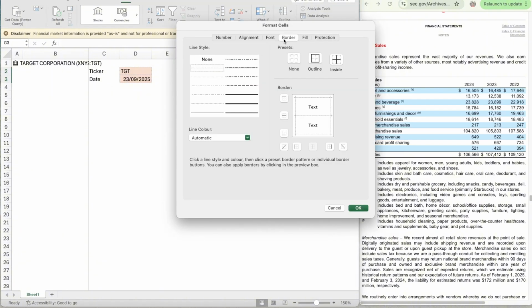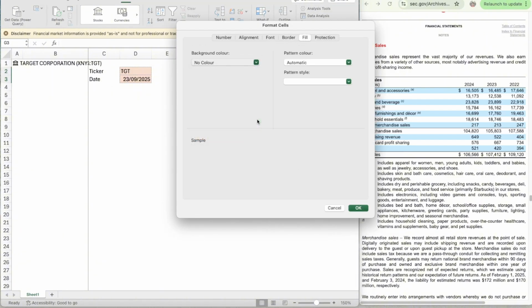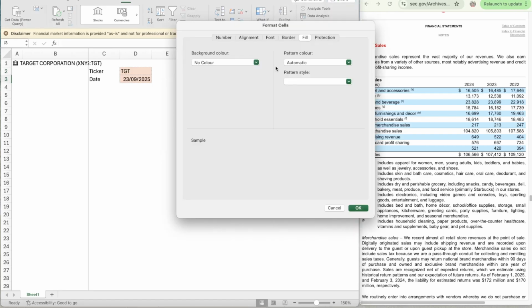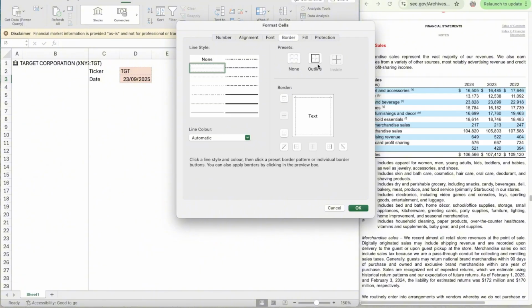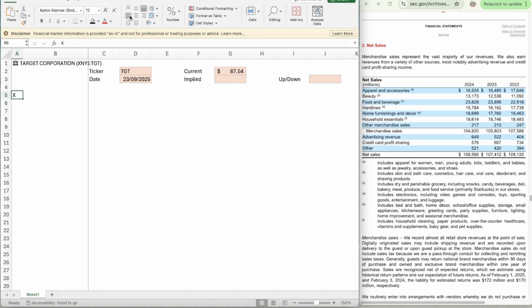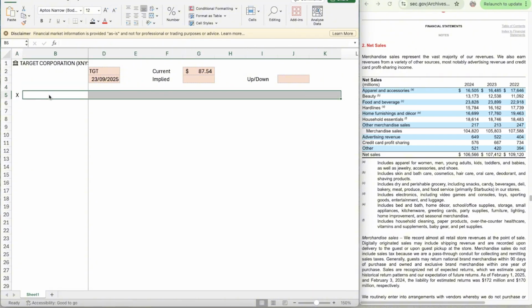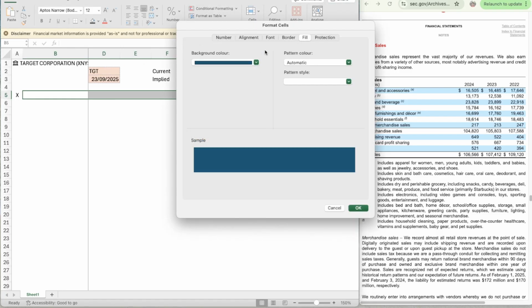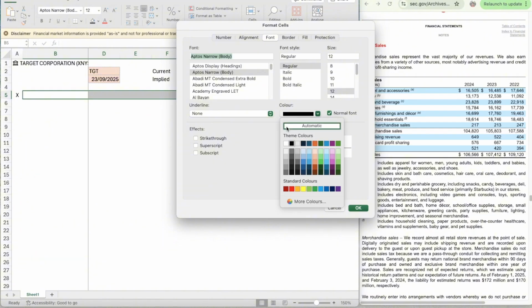Sorry, I forgot to put the color in. Then obviously the first line, you always put your little X there. Is the assumptions. We need a blue font, put it to white.